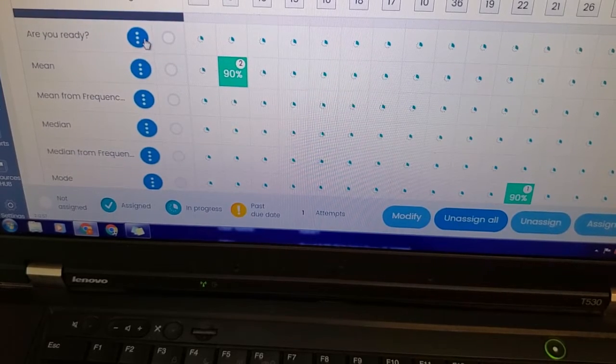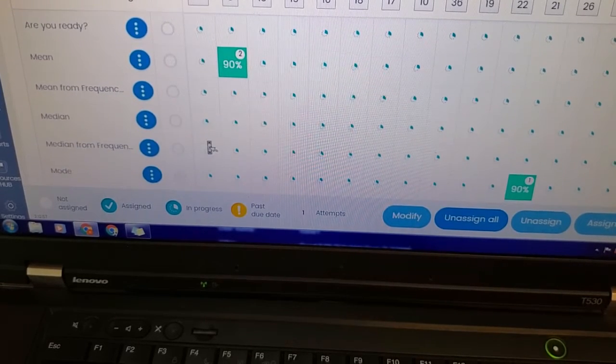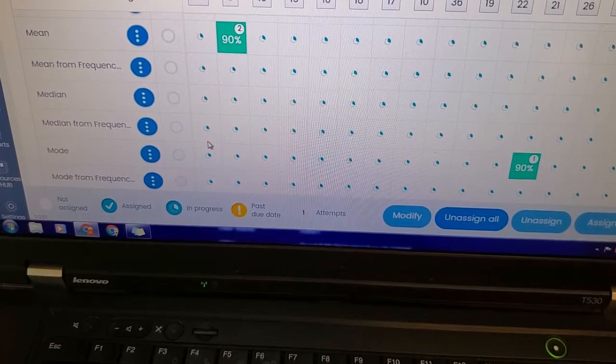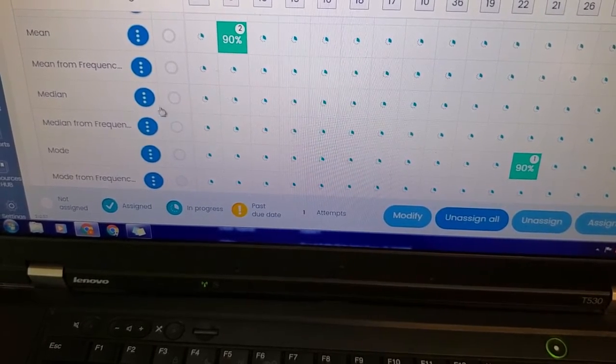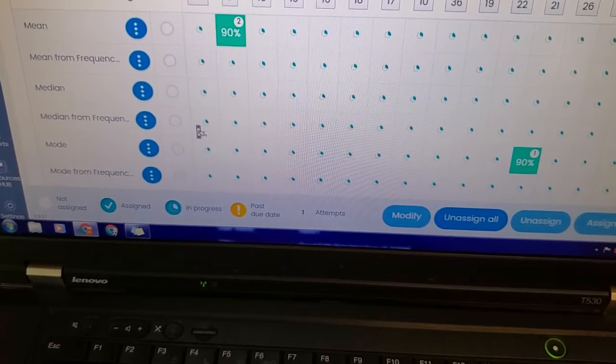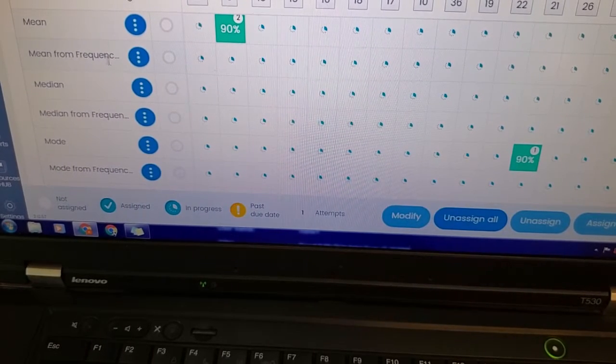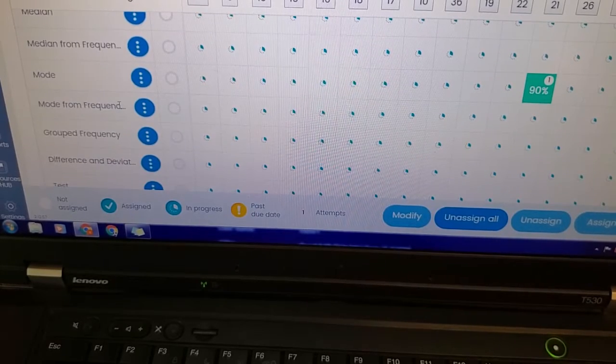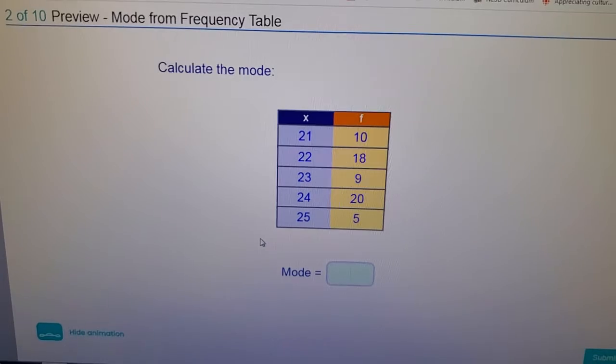Do these in order from top to bottom. They'll be assigned on your page, and try to do your best, try to get those 10 out of 10s. I'm going to do a couple little examples here of the ones that involve what are called frequency tables. After that, I'll tell you what group frequency is, and then there's something called deviation.